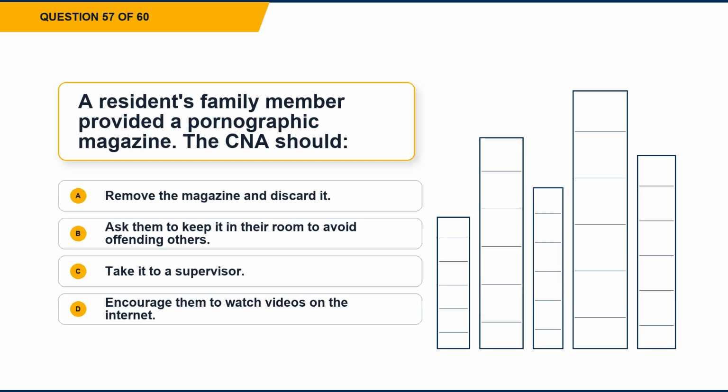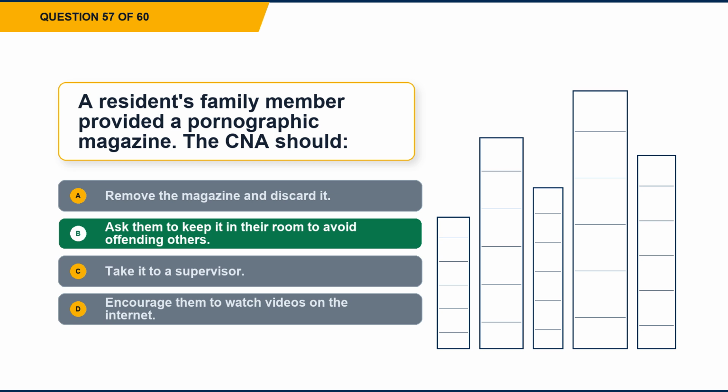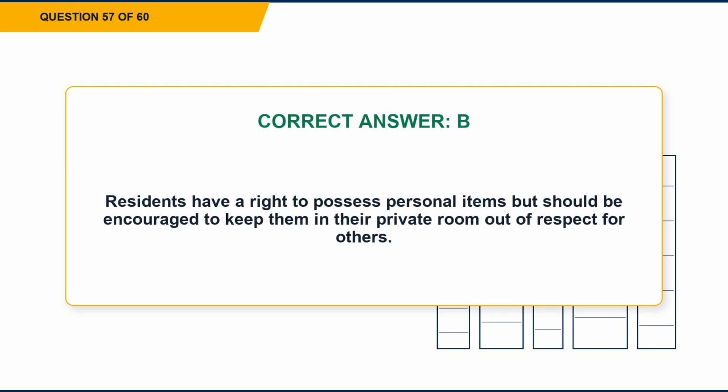Question 57. A resident's family member provided a pornographic magazine. The CNA should: Option A. Remove the magazine and discard it. Option B. Ask them to keep it in their room to avoid offending others. Option C. Take it to a supervisor. Option D. Encourage them to watch videos on the internet. The correct answer is option B. Ask them to keep it in their room to avoid offending others. Explanation. Residents have a right to possess personal items but should be encouraged to keep them in their private room out of respect for others.